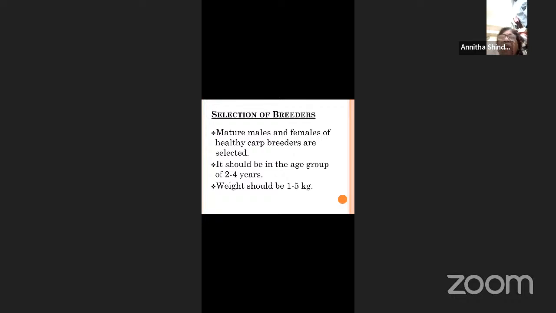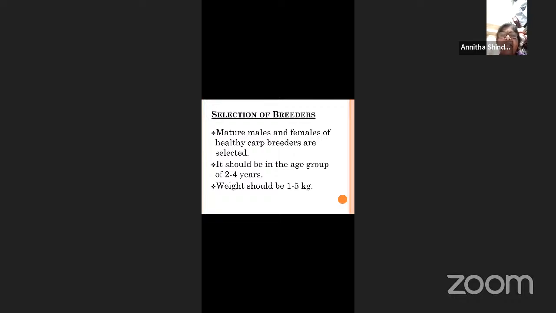So now you have to select mature males and mature females of healthy carp breeders. Any fish which is very healthy, you can select it. It should be in the age group of 2 to 4 years. Only at this age will the gonads be well developed and healthier. That is the reason why you have to select fishes in the age group of 2 to 4 years.